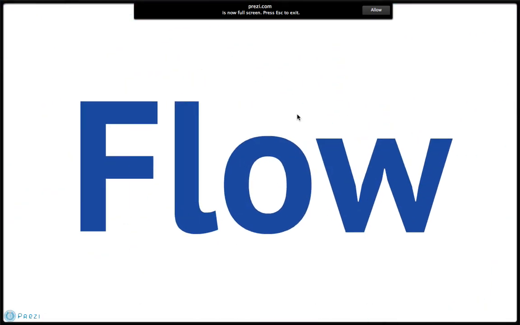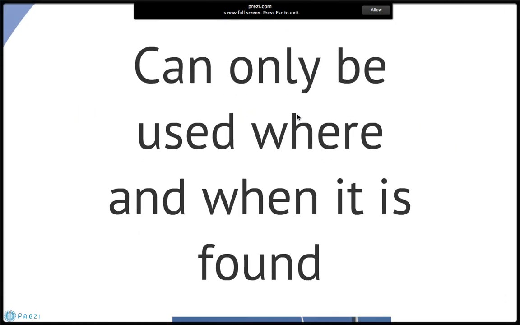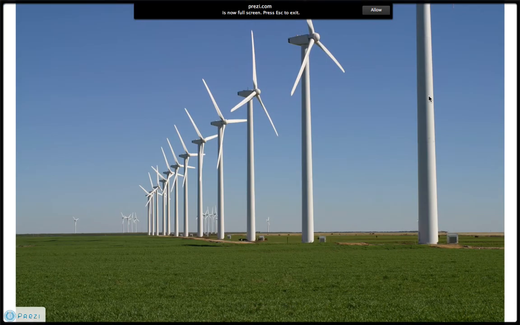Now let's move on to flow resources. What's unique about a flow resource is that it can only be used where and when it is found. For example, wind is a flow resource. You can't just bottle up wind and take it somewhere. Wind is only used where it is found. So these windmills were built in the middle of this field because that's where the wind is. You can't just take wind somewhere else.